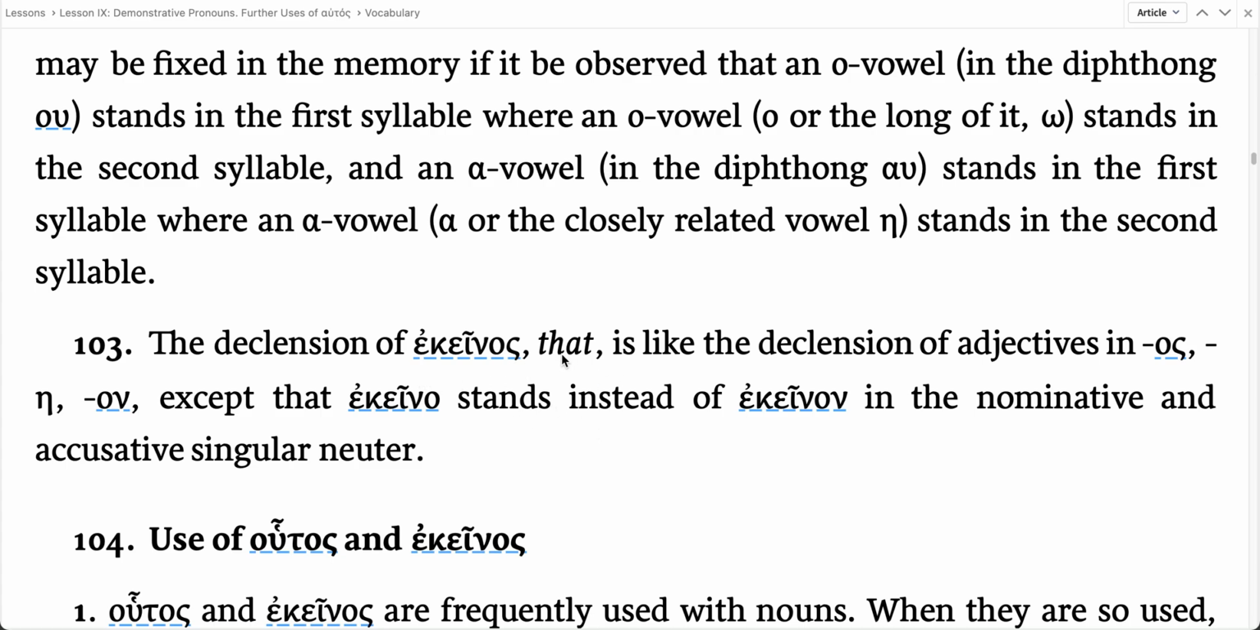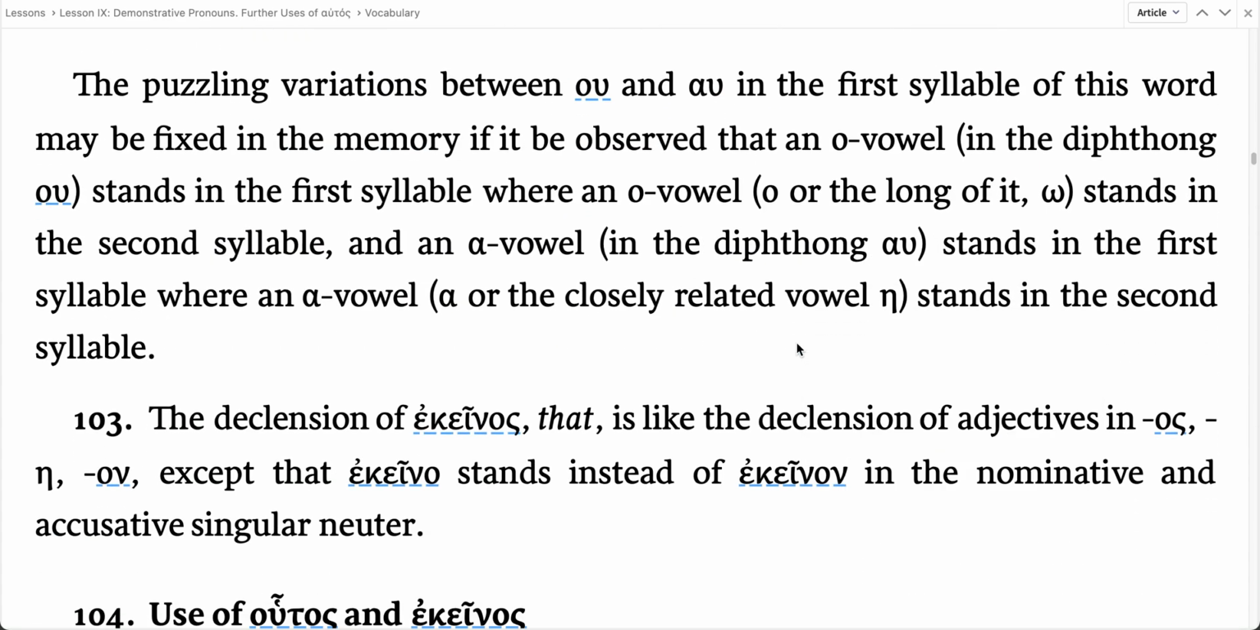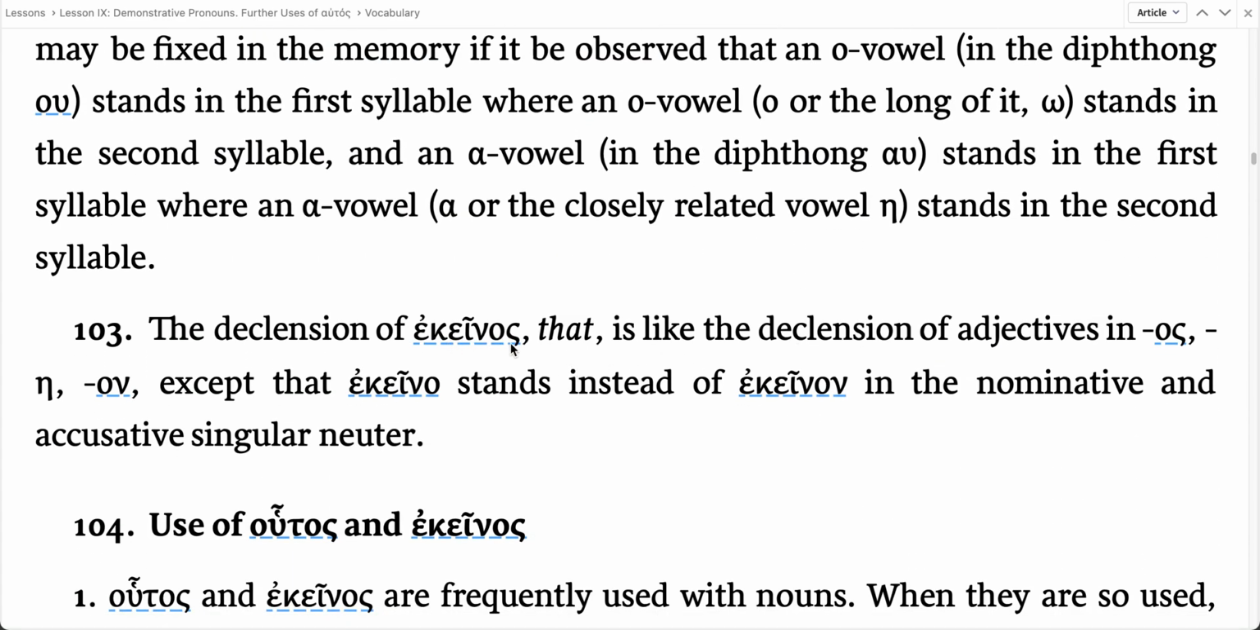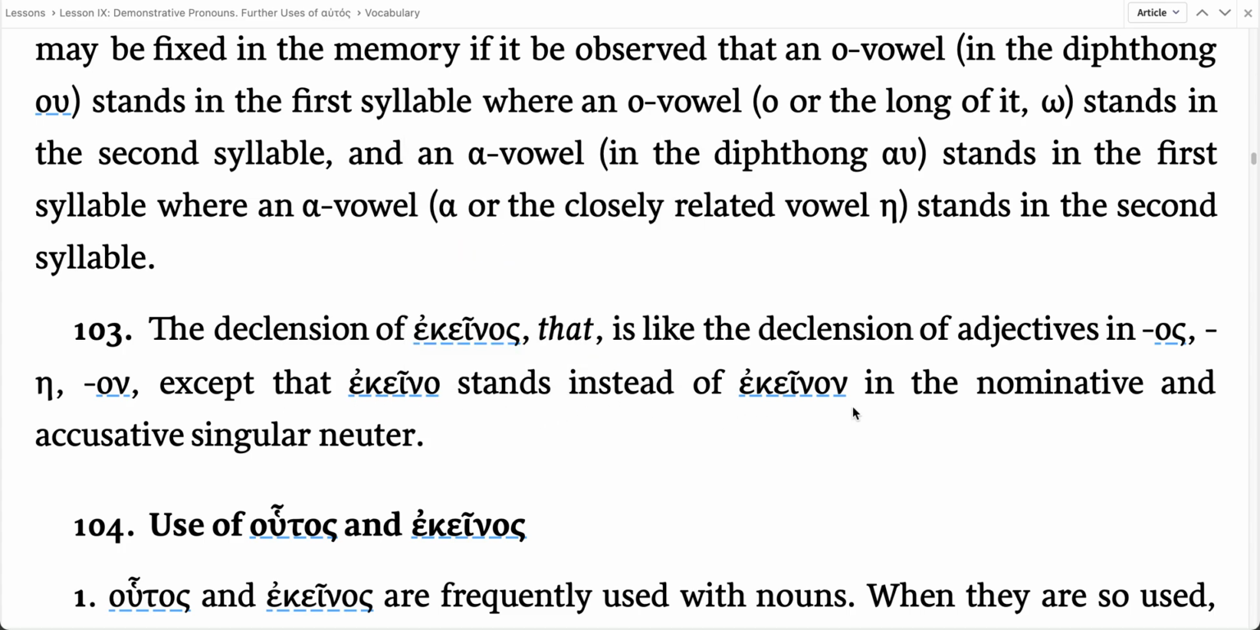and are making the statement that ekeinos means "that." So if it's that in the singular, then in the plural it would be those. This is this and these, near demonstrative. That and those, far demonstrative. So it's just like the declension of the adjectives using os, a, and on. The only difference is that you'll have ekeino instead of ekeinon in the nominative and accusative singular neuter. So just know that that's the one exception to the paradigm.